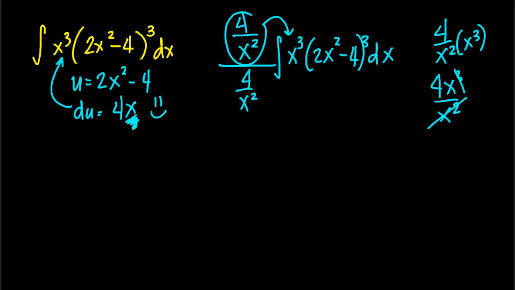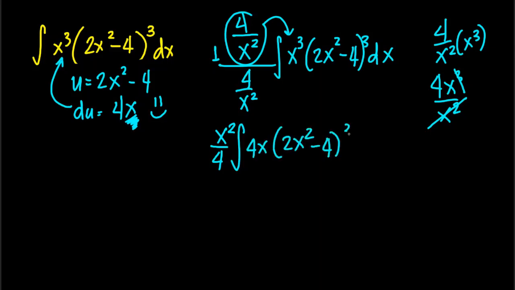Another thing, this 4 over x squared, if we move it out of our numerator, it becomes 1. Because it's a fraction in the denominator, you can move it up, but it becomes its reciprocal. So it becomes x squared over 4. Integral of 4x, (2x squared minus 4) raised to 3 dx. Okay? So it's a bit confusing. Watch carefully.